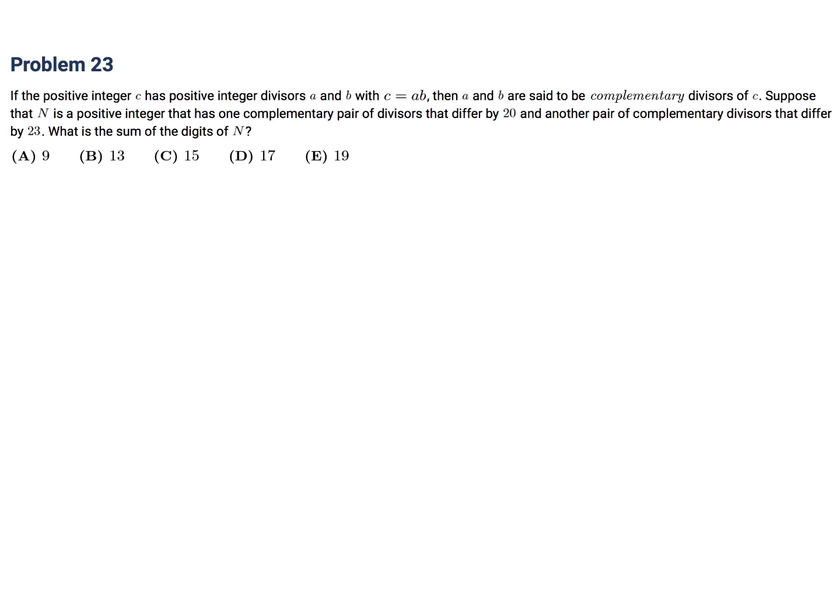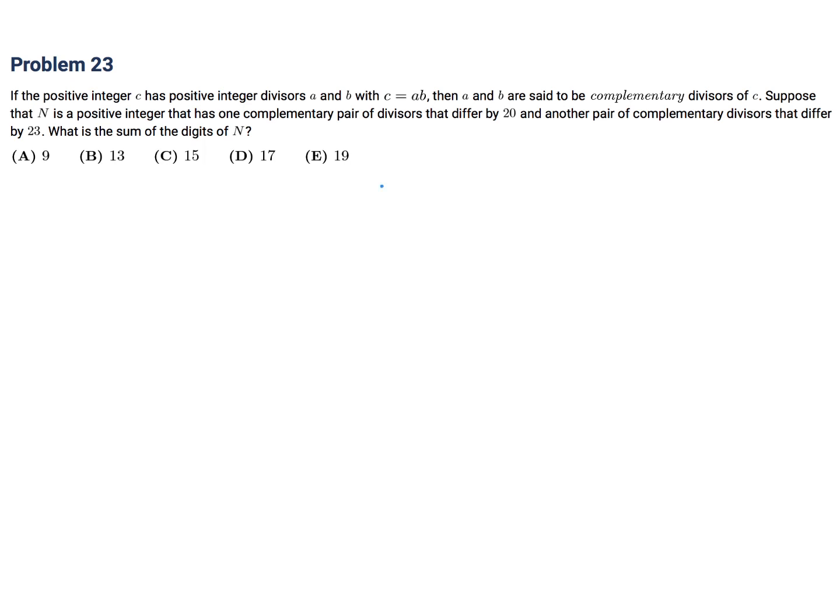If the positive integer C has positive integer divisors A and B with C equal to AB, then A and B are said to be complementary divisors of A. Suppose that n is a positive integer that has one complementary pair of divisors that differ by 20 and another pair of complementary divisors that differ by 23. What is the sum of the digits of n?